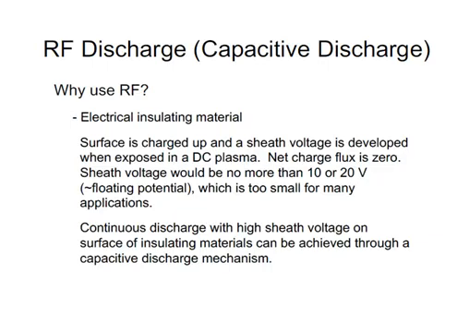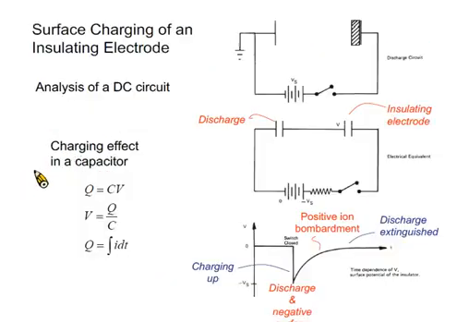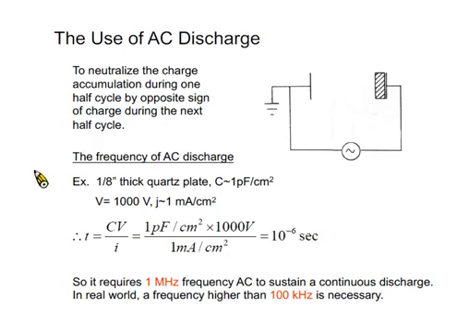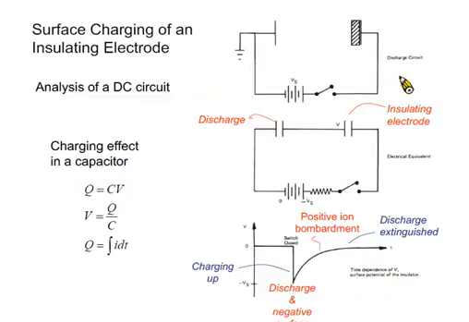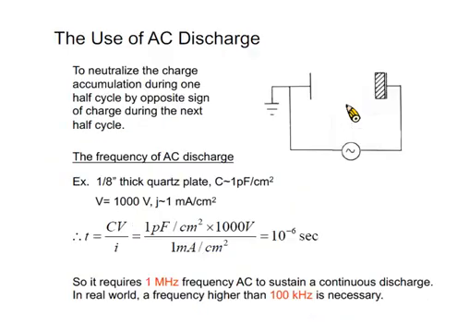Tomorrow in the next hour, I will go through this part. What is the difference if one uses a DC power supply and places a piece of insulator on the surface of the cathode, versus if one uses a high frequency AC power supply? What are the differences? I will let you know in the next hour.